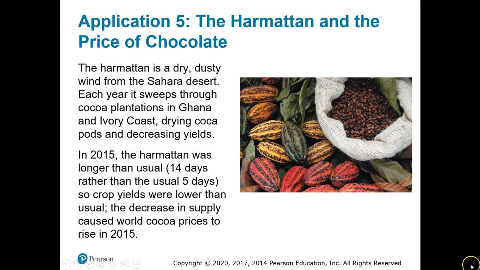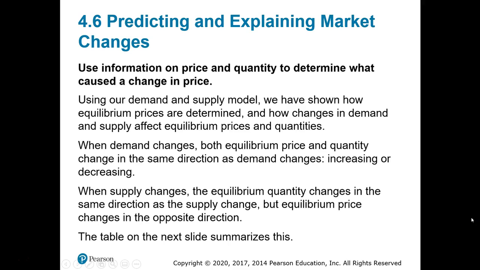In 2015, it lasted longer than its typical 14 days, instead of its usual 5 days. So the crops were lower than usual, decreasing the supply. That increases the price for cocoa beans. If you notice that, and somebody says, no, you can't have chocolate, that's fine.